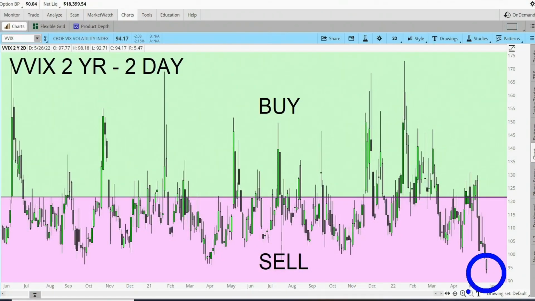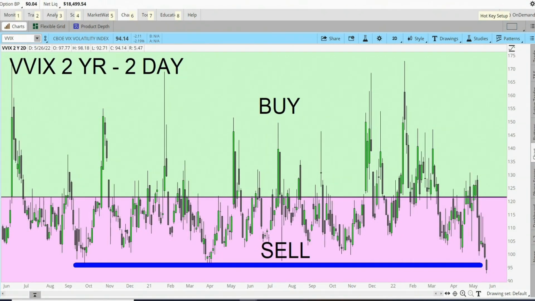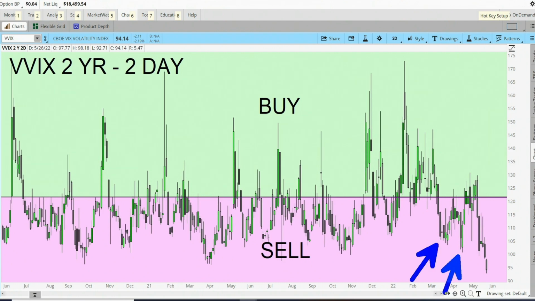That's why we sell. As you can see right now, we're pretty low. Actually, the lowest level we've been in 2 years. What else do we have? Support, support, support. We have a diagonal line of support, meaning I think this is going to turn very quickly.